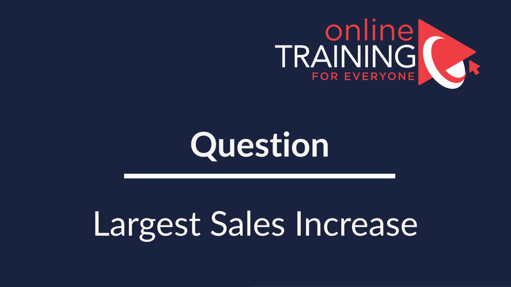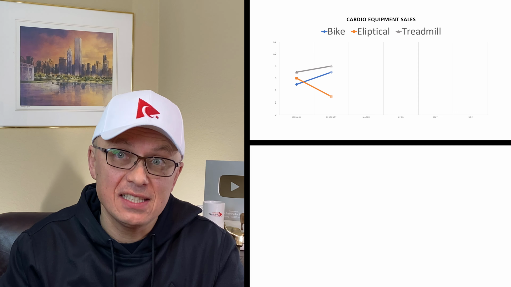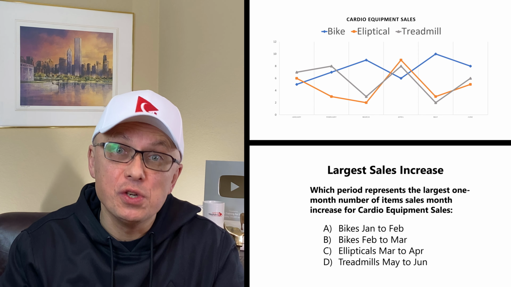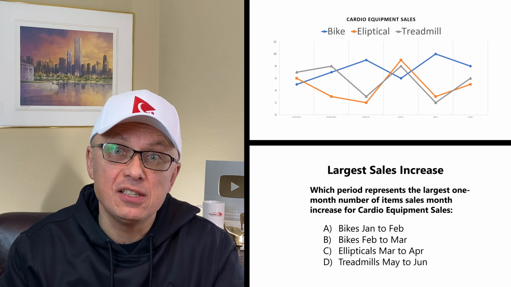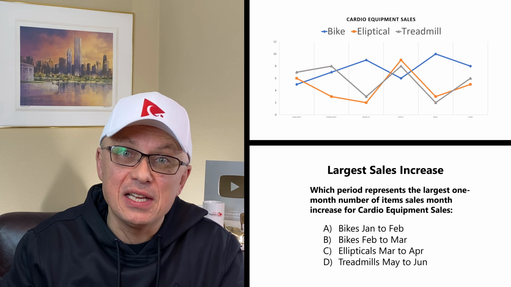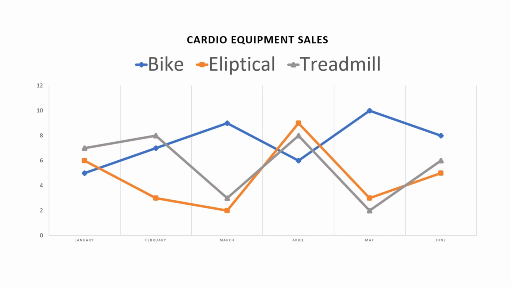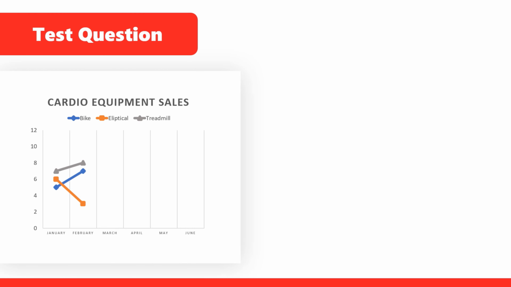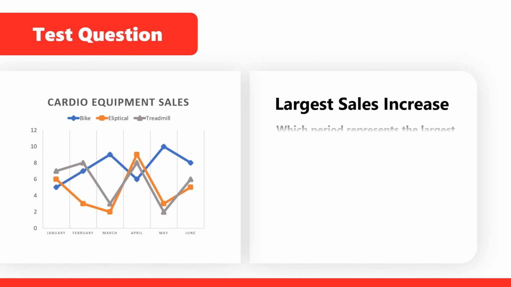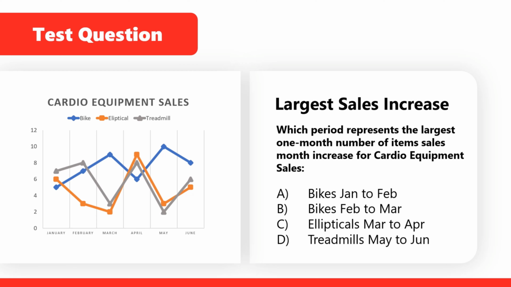A lot of times you might get a question which asks you to determine the sales increase. You're typically presented with a graph, which shows lines that represent different sales. In our case, we are presented with a chart that shows sales of cardio equipment from January to June: sales of bikes represented by the blue line, sales of ellipticals represented by the orange line, and sales of treadmills represented by the gray line. The question asks you to determine the largest sales increase. Specifically, you need to determine which period represents the largest one month number of item sales increase for cardio equipment sales. You have 4 different choices.